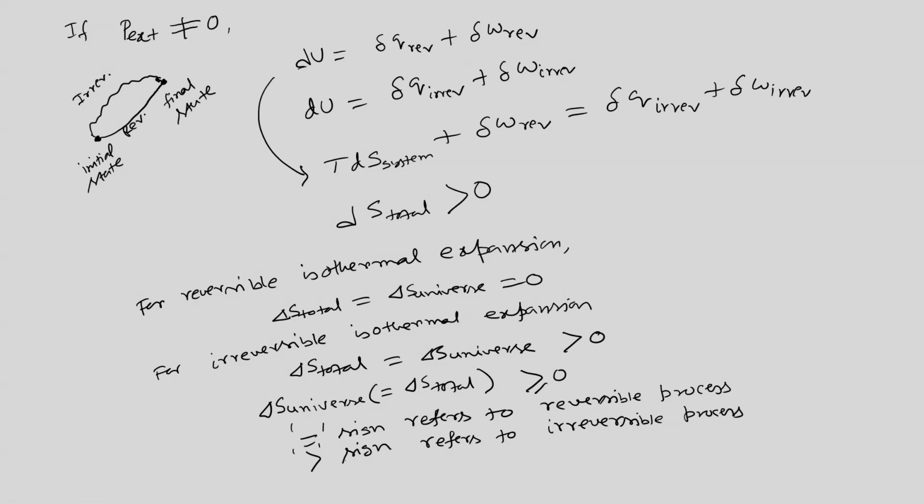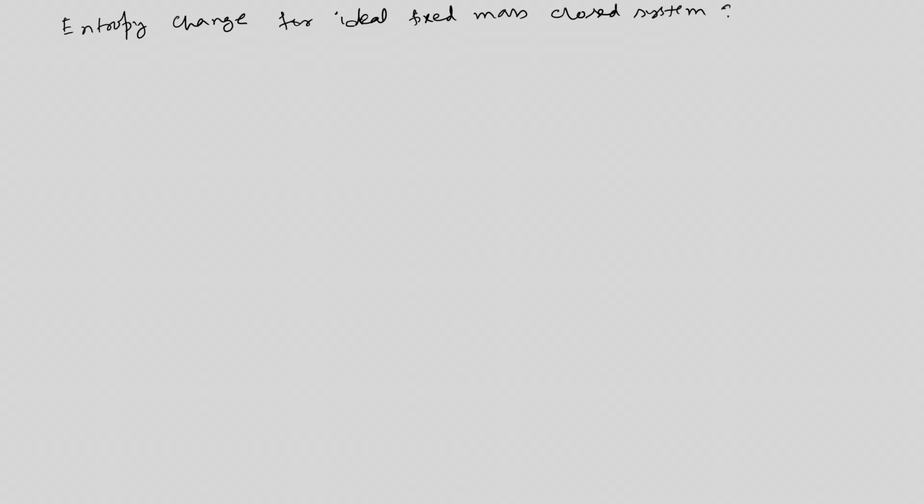Now, we will consider different cases and we will see how we can calculate delta S system. So, we will calculate entropy change for ideal fixed mass closed system gas processes.